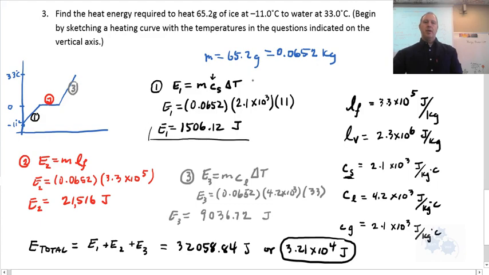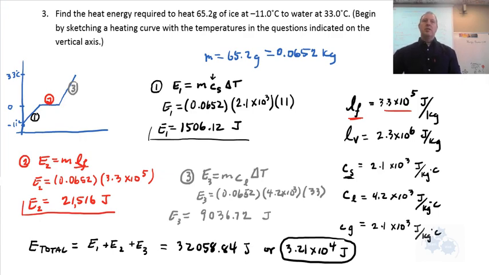Now, section number 2, again, there's no temperature change, so this is the change of state. So this is E equals mL. And you use LF right here, you use LF for this question because it's the latent heat of fusion. So the energy related to this phase change right here should be that right there.